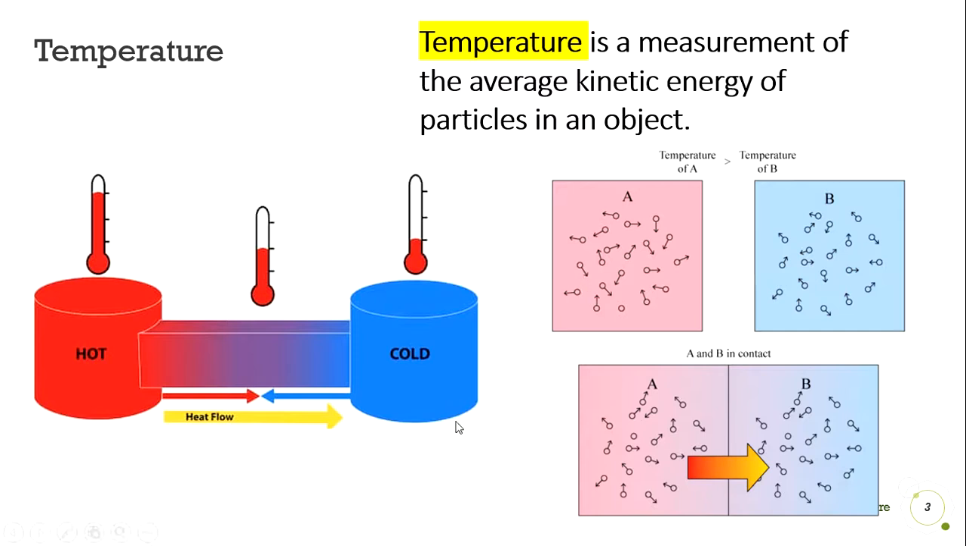So when a hot object touches a cold object, their particles bump into each other. During these collisions, the particles from the hot object pass on some of their energy to the particles in the cold object. Now, the cold object becomes warmer and the hot object becomes cooler. In this process, when heat moves from one object to another, the temperature of each object changes. Heat will continue to flow until both objects are at the same temperature.